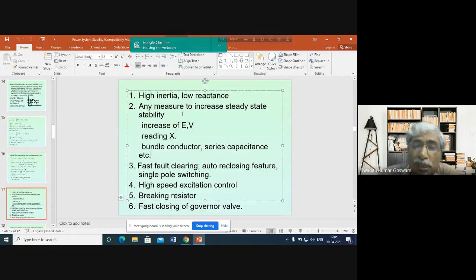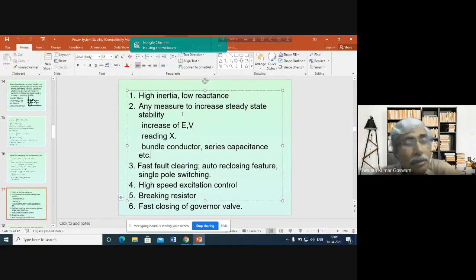Therefore, the protection of the transmission lines becomes a bit difficult if series capacitors are used. This is one problem. Another problem is that if the fault occurs on the other end of the capacitor, then the fault current will flow through the capacitor. Now, the capacitor is a lumped impedance. If a fault occurs on the other end of the capacitor, the reactance will be less, then the current will be very high.